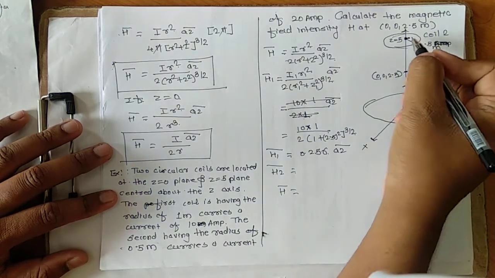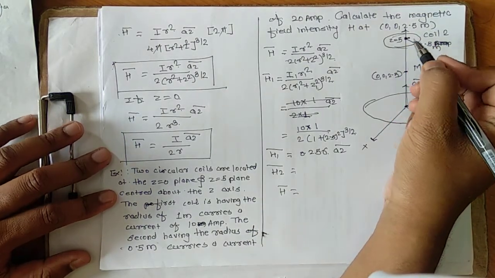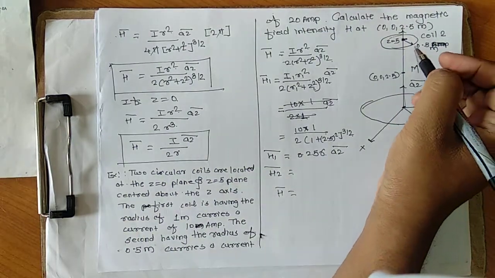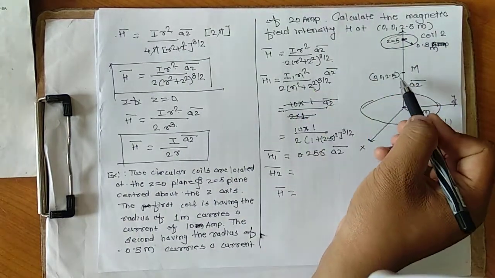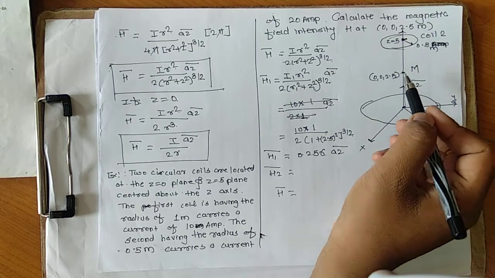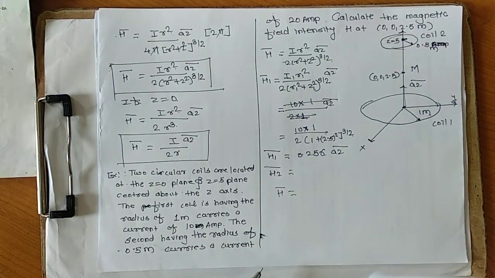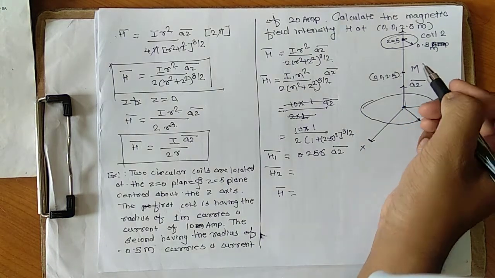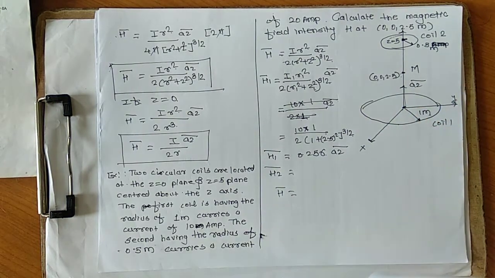Find out due to this disc how much magnetic field intensity will appear at this point. You have to take Z2 equal to minus 2.5 because we are moving in the downward direction. So calculate it and tell me how much the answer will be. This is for homework.